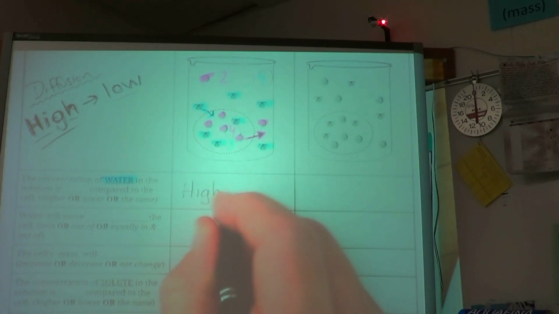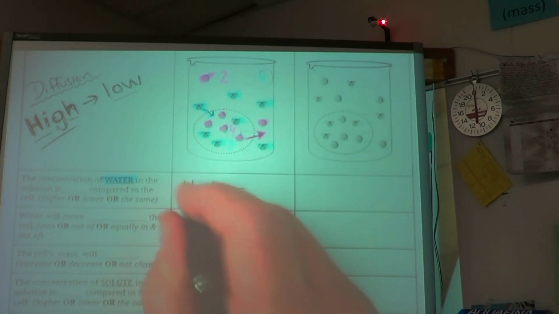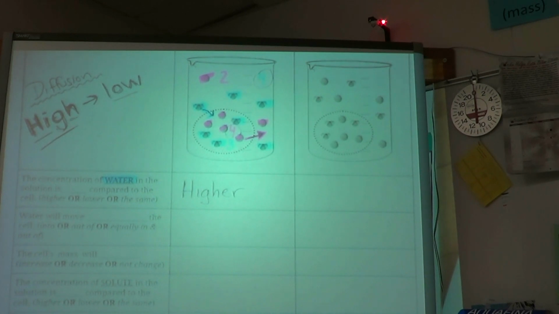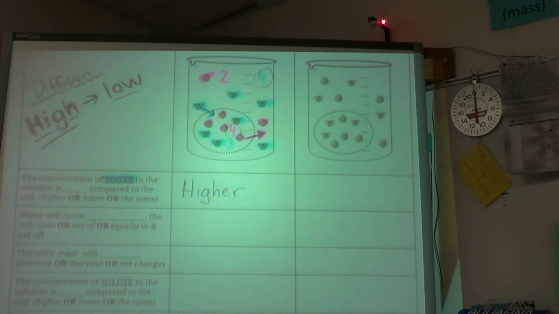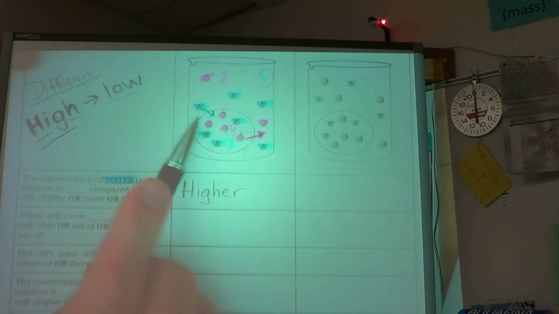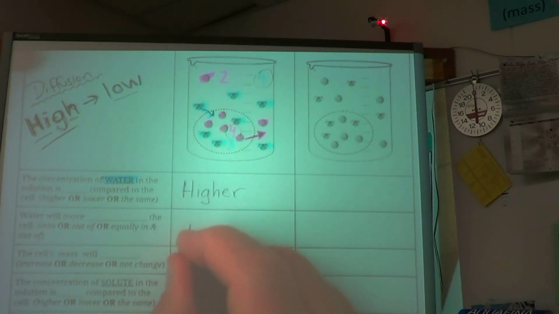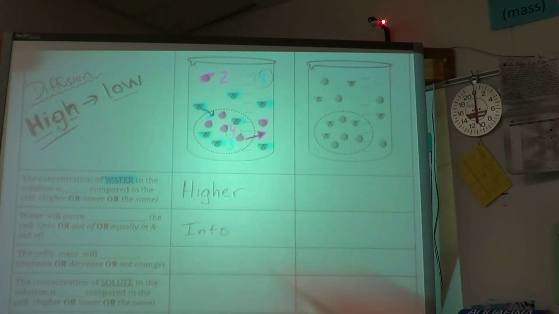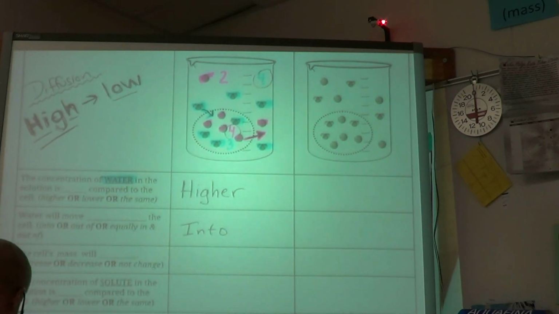So this is like choose the answer, right? Our water molecules, we have 4 on the outside, we have 3 on the inside, so it is higher outside than inside. Which way will the water then move? Into the cell, out of the cell, or will it be equally in and out? We drew an arrow, right? And we already decided that it's going to be into. Okay, so now we're just answering the questions. It's always going to go from the big number to the small number of that color. Okay, that's why we color coded.